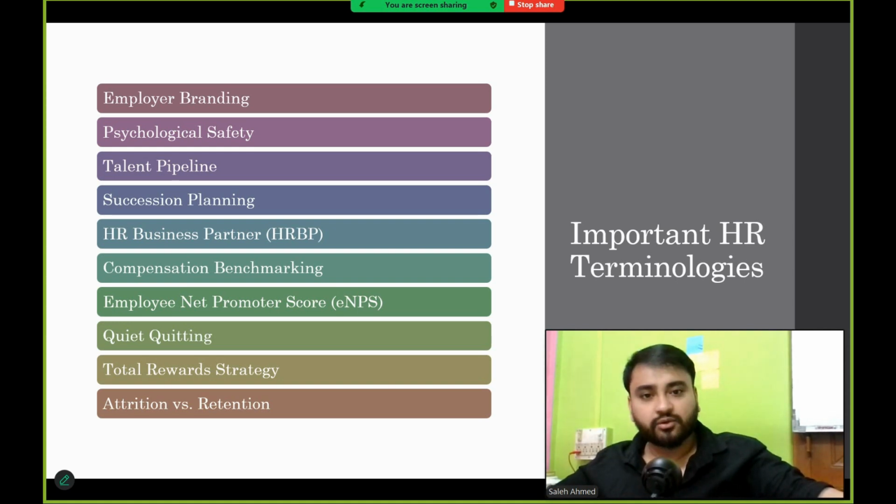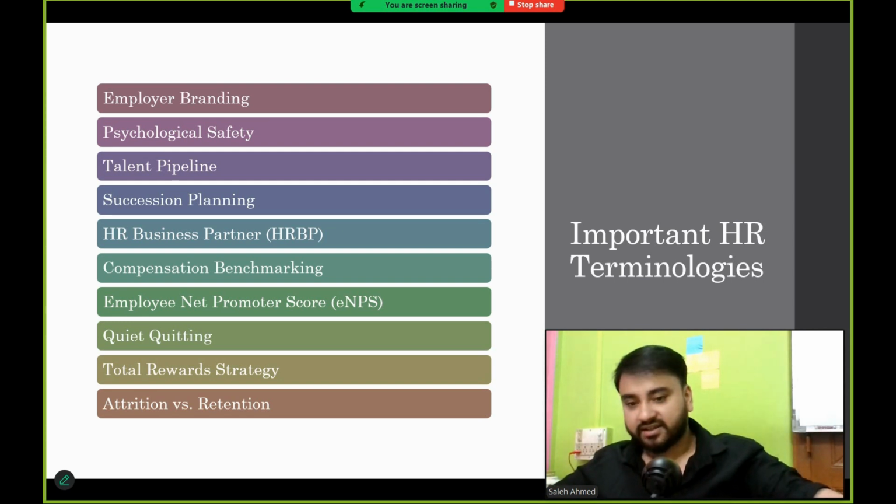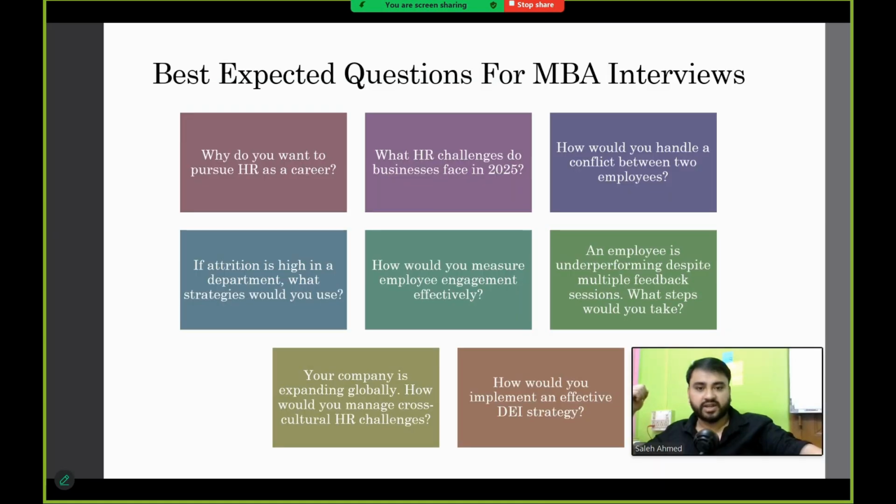There is another thing called quiet quitting, which is nothing but a trend where employees disengage from extra work beyond their core responsibilities while maintaining minimum performance. Like they just come to the office for getting the bare minimum amount of work done and earning their salary. That's it. There is one more thing called total rewards strategy, which is a holistic approach to employee compensation, including salary, benefits, recognition, and career development opportunities. There is another thing called attrition and retention. Attrition is nothing but employees leaving an organization, while retention means employees not leaving the organization and getting retained by the company, right?